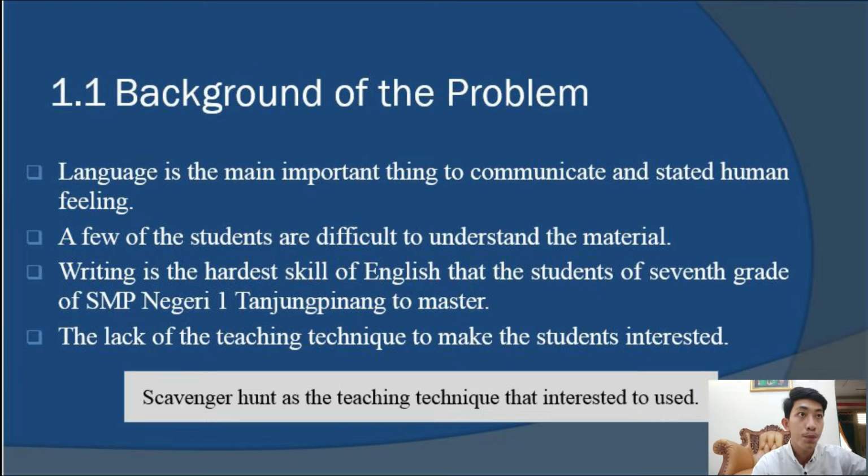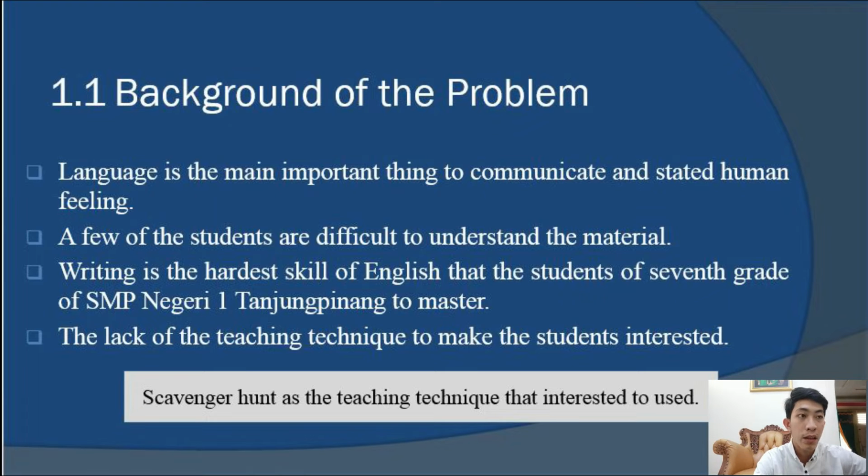Now we move to 1.1, background of the problem. First point is language is the main important thing to communicate and state human feeling. The second point is a few of the students find it difficult to understand the material. The third point is writing is the hardest skill of English that the students of 7th grade of SMP Negeri 1 Tanjung Pinang have to master. The lack of teaching technique to make the students interested.